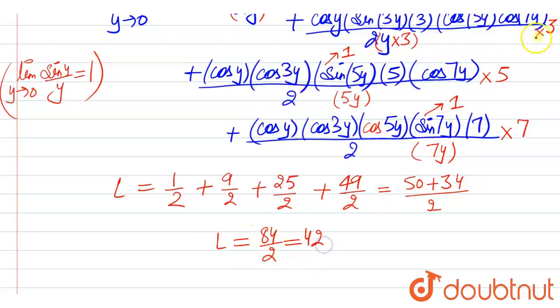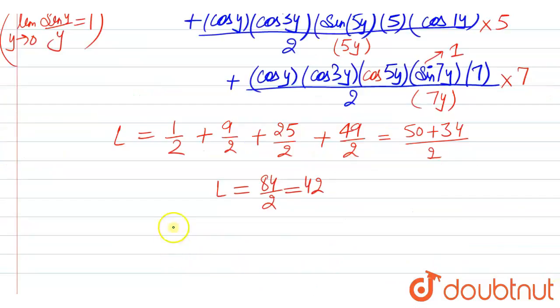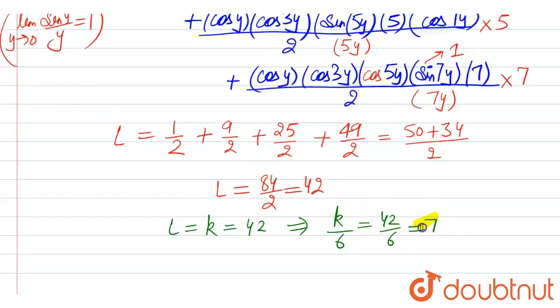which is equal to 42. Now what we need to find, the value of the limit is k, we need to find k by 6. Okay, so we have the value of the limit, that is L is equal to k, which is equal to 42. We need to find k by 6, so 42 divided by 6 is equal to 7. Okay, this is the final answer that we are getting.